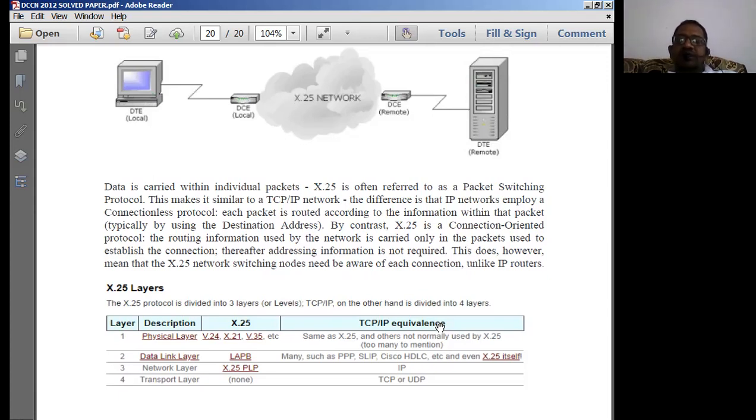After the network is established, the connection is made. After the connection is made, the data is normally transferred from the source to the destination computer. Now, after the communication is over, the connections are released.